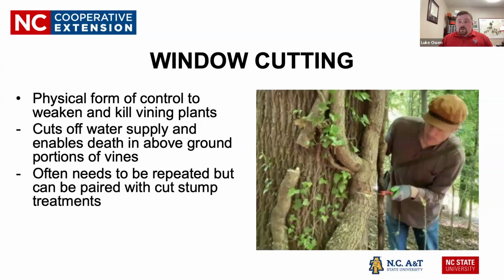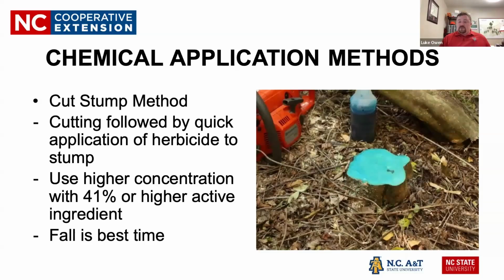Oftentimes, window cutting can be used, especially for our woody vine invasive plants. This cuts off water supply by cutting off a 3-foot section of the invasive plant in question. We're cutting off a section of a tree trunk and painting the bottom part of that portion with an herbicide. We call that cut stump treatment. Basically, that is translocated down to the root system, and any of our above-ground parts of that invasive vine in question are going to die off due to lack of water. So let's talk about those.